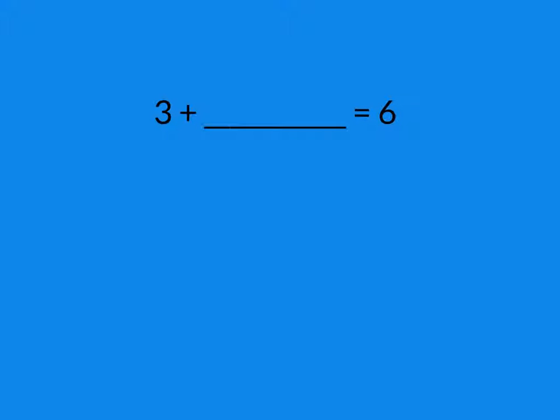Okay, so for this problem, we are going to start at the number 3. We're going to stop at the number 6. So I'm going to draw my picture. So 3, 4, 5, 6. So I can see that my answer is 1, 2, 3. So I'm going to write a 3 in my missing addends box.